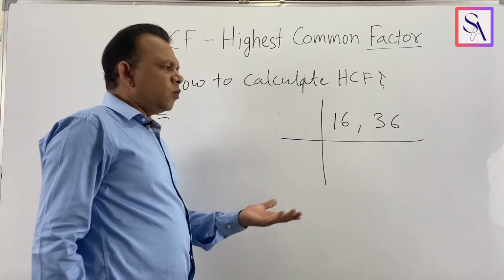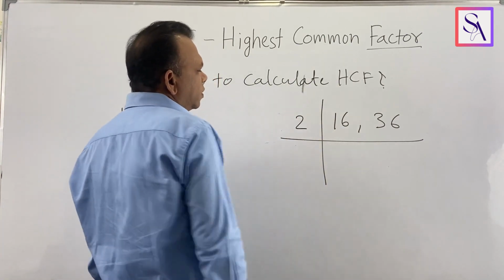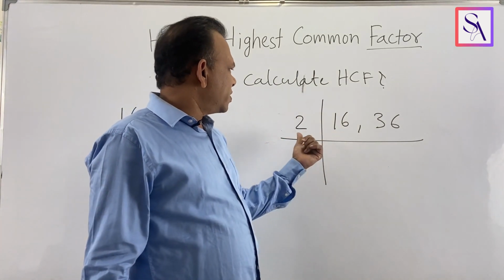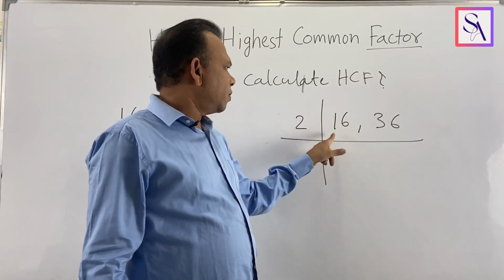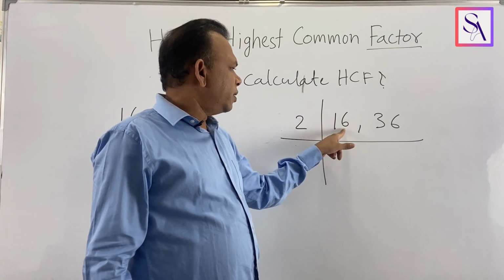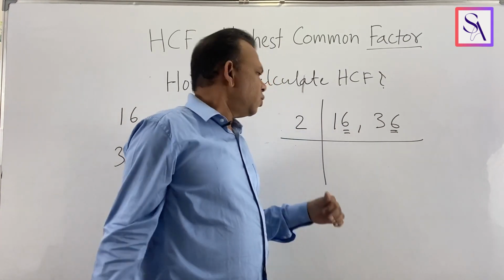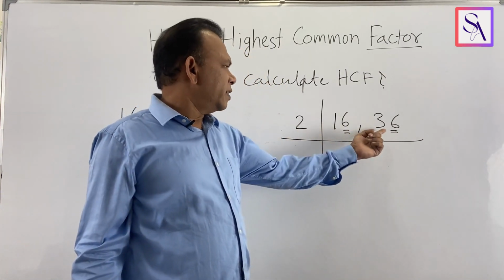So I will start from 2. Whether this 2 can divide 16 and 36. So what is the divisibility test for 2? Last digit should be even. Here the last digit is 6, which is even. Here also 6, which is even. So yes, we can divide 16 and 36 by 2.